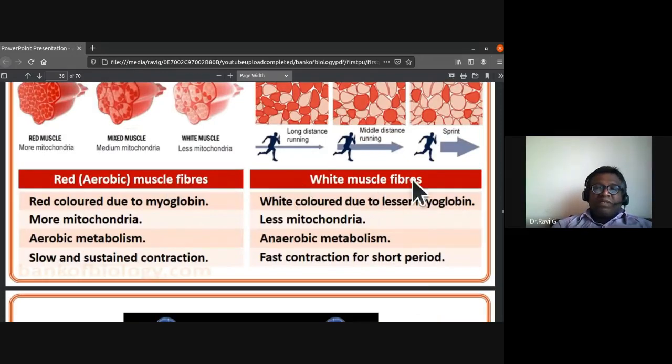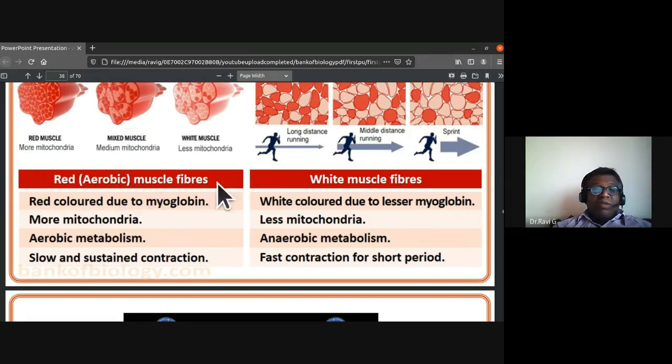Red muscle fibers and white muscle fibers: you should understand the differences between them. Red muscles have more mitochondria. Mixed muscles have medium mitochondria. White muscles have less mitochondria. These are the muscle fibers we are talking about.